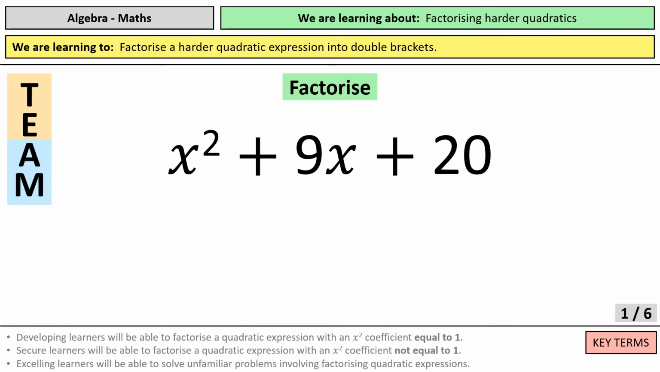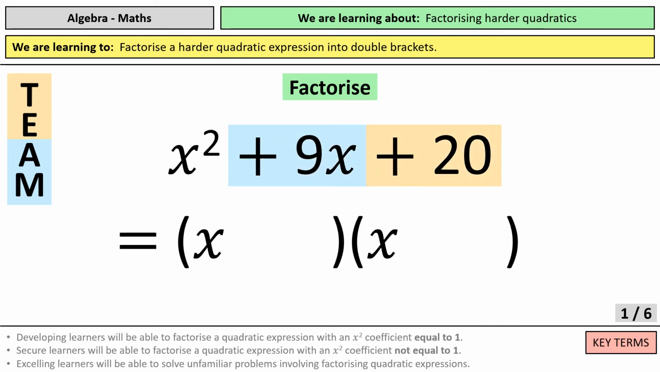Let's have a look at a couple of examples. At any point, if you want to pause to do these yourself, by all means do, but I'll keep going through them. So in this one, this is an easier quadratic, 1x squared. All we need to do then is find two numbers that will times to make the end number 20, but we'll also add or subtract to make that middle number plus 9. We do that with a little table.